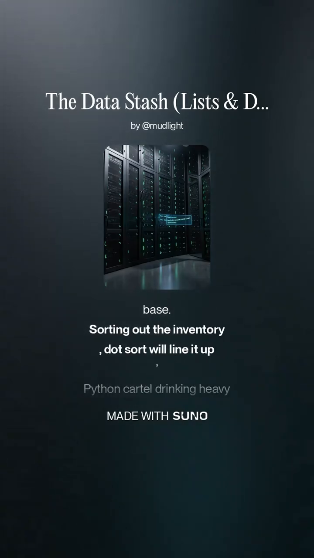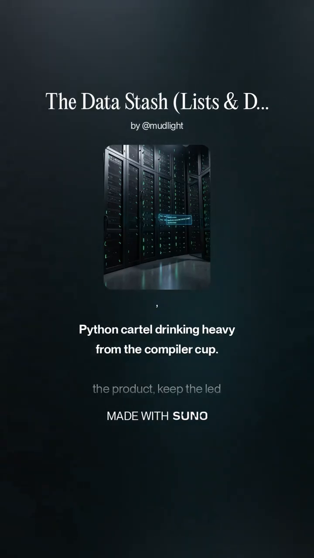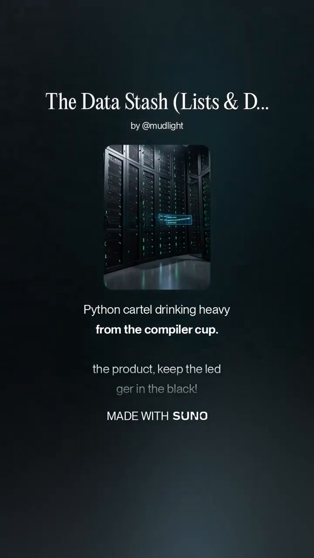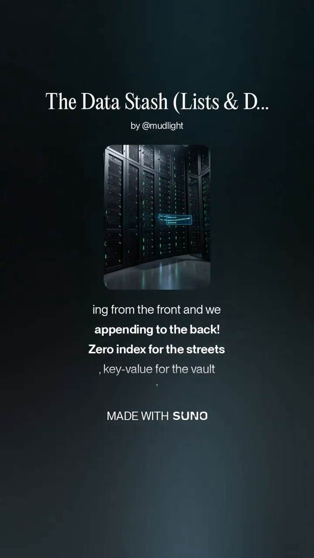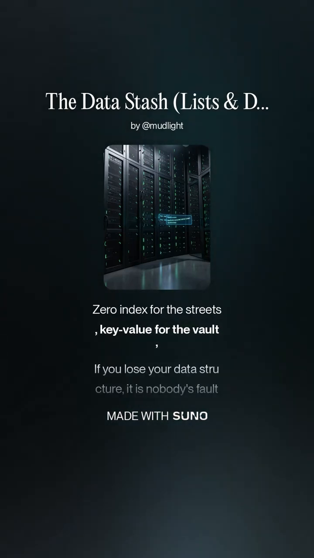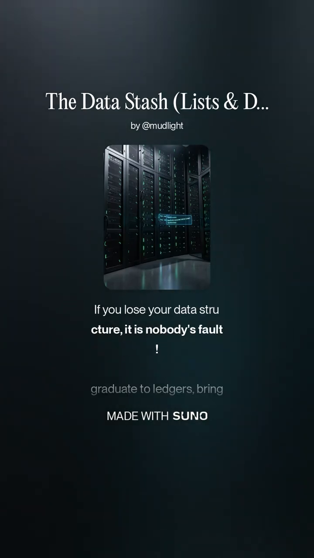Sorting out the inventory, dot sort will line it up. Python cartel drinking heavy from the compiler cup. Organize the product, keep the ledger in the black. We pulling from the front and we appending to the back. 0 index for the streets, key value for the vault. If you lose your data structure, it is nobody's fault.